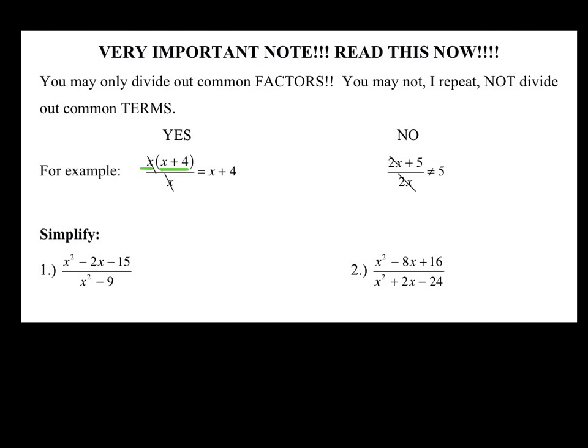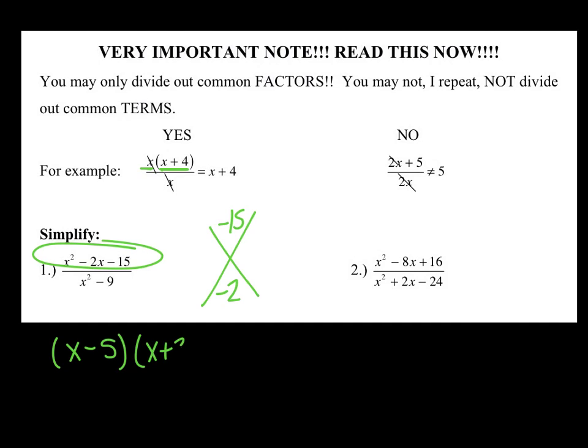So the key here to this lesson, guys, is going to be factor, factor, factor. Before you try to cancel out anything, make sure everything is in factored terms and you factor it down to its simplest expressions. So when we're looking at number 1, x squared minus 2x minus 15. What multiplies to get you negative 15 and adds to get you negative 2? x minus 5 and x plus 3.